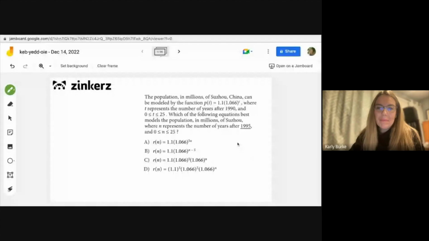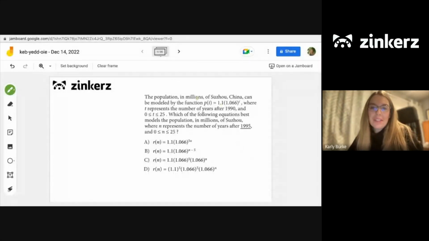How do you feel about exponential growth and decay? Well, these problems are getting more complex, so they're not as straightforward as they used to be. Let's take a look at this exponential growth problem.